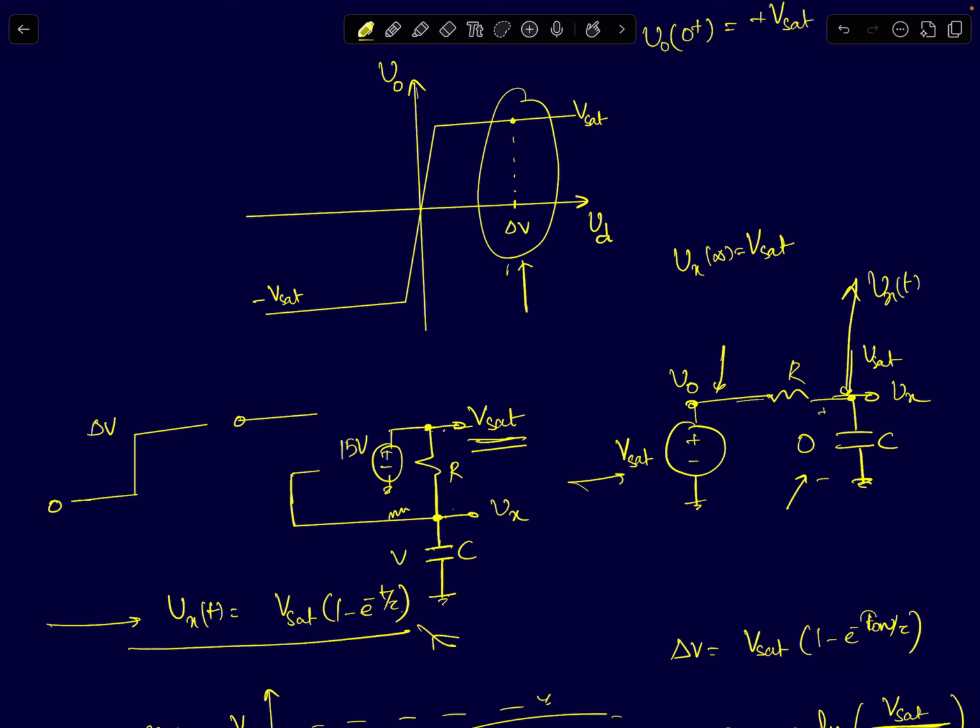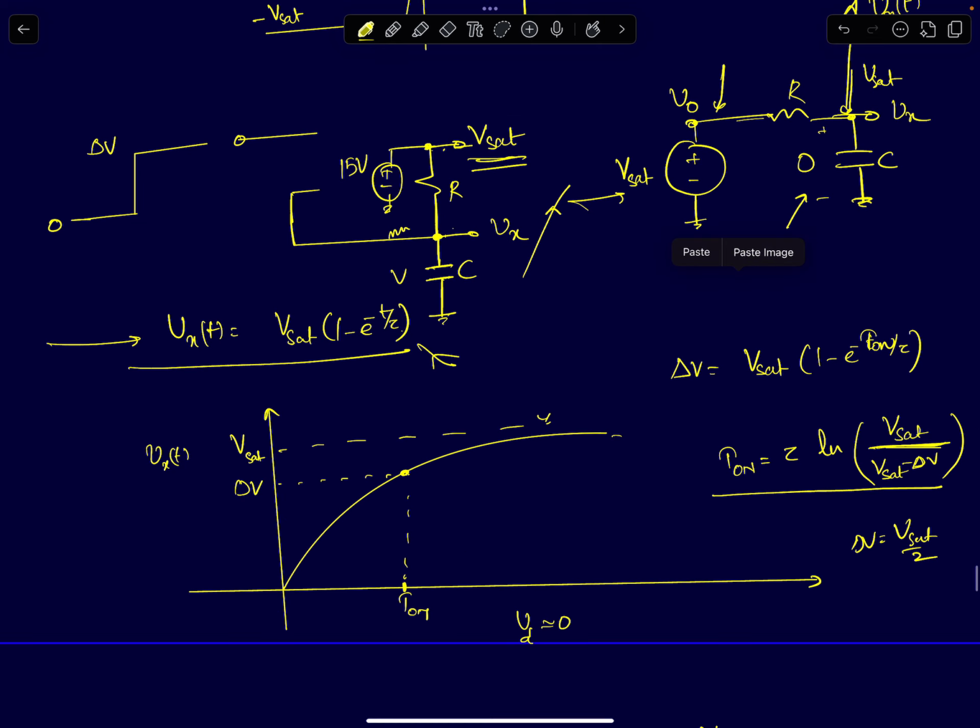So now the op-amp is out of saturation, and the node voltage Vx slowly starts to rise. As the node voltage Vx increases, what is happening here is that the differential input to the op-amp, Vd, is reducing. What is the differential input to the op-amp? V plus minus V minus, and V plus in this case is delta V minus Vx of t. This is our differential input to the op-amp.